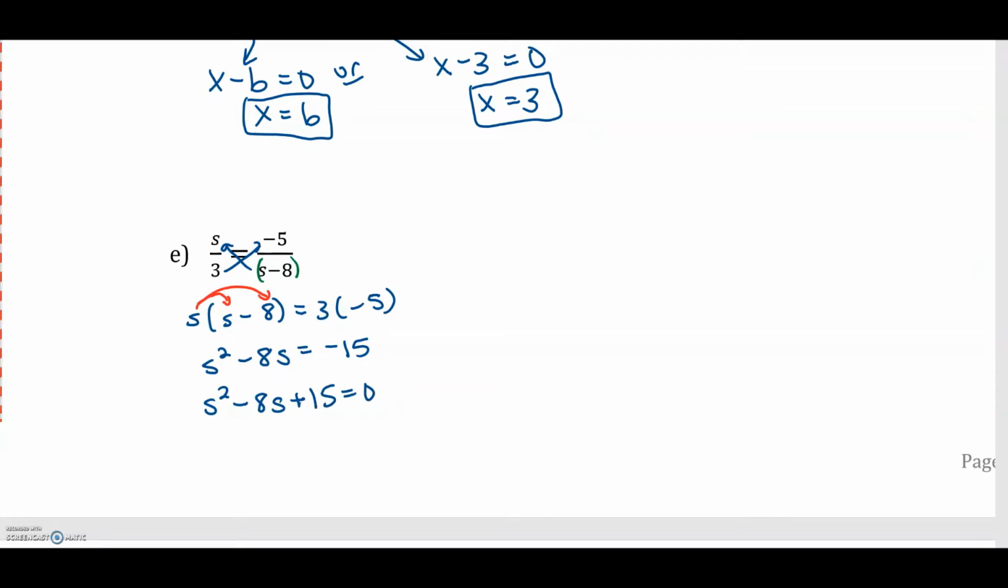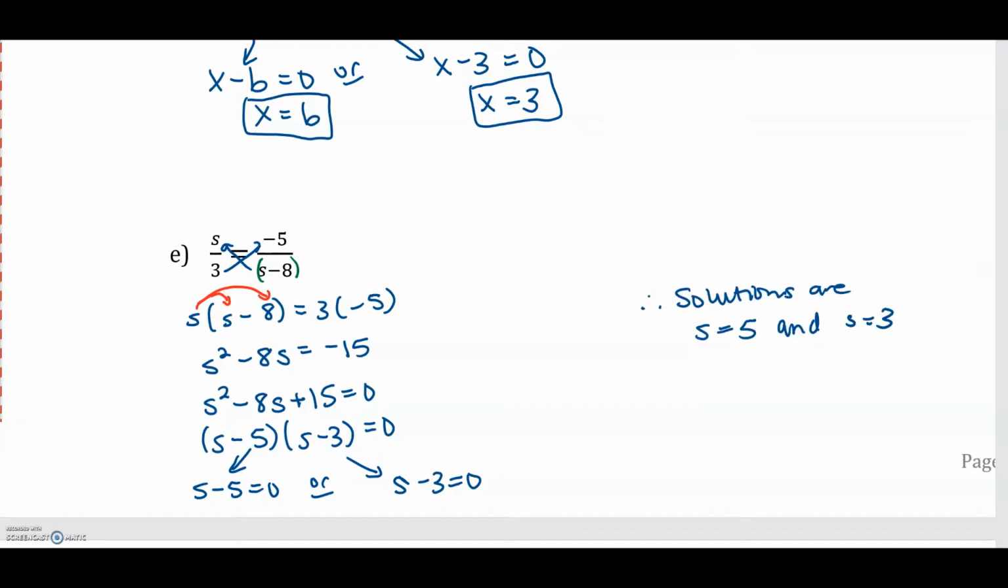This is a factorable equation, and it factors into s minus 5 multiplied by s minus 3. Therefore, s minus 5 is equal to 0, or s minus 3 is equal to 0. Therefore, the solutions are s equals 5 and s equals 3.